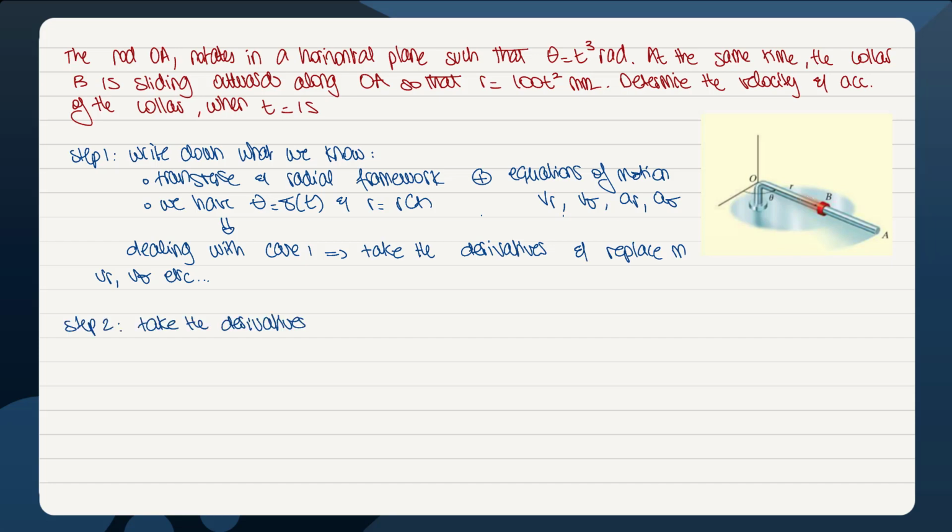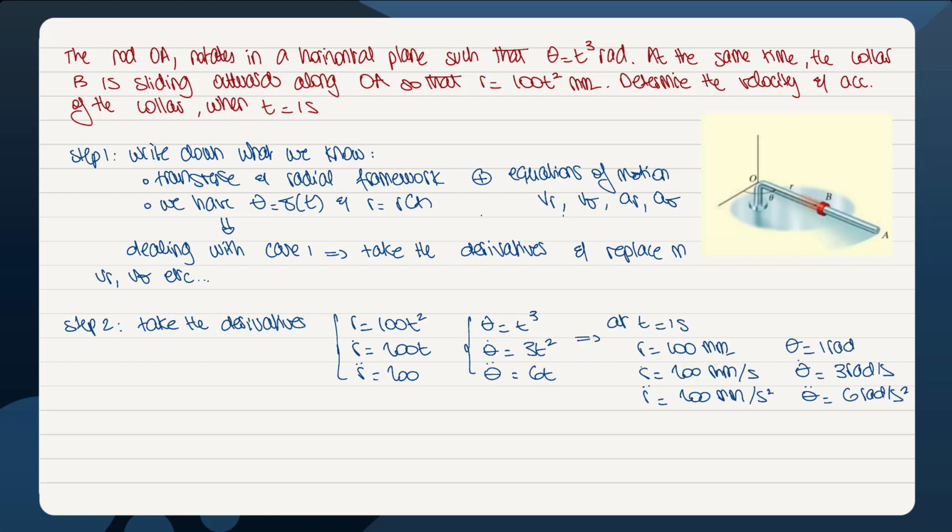We have r is equal to 100t squared, so r dot is equal to 200t, and r double dot is equal to 200. Taking the derivative for theta, theta is equal to t cubed, theta dot is equal to 3t squared, and theta double dot is equal to 6t. Now that we have the different derivatives, we simply need to replace the value of t with the actual value we're looking for.